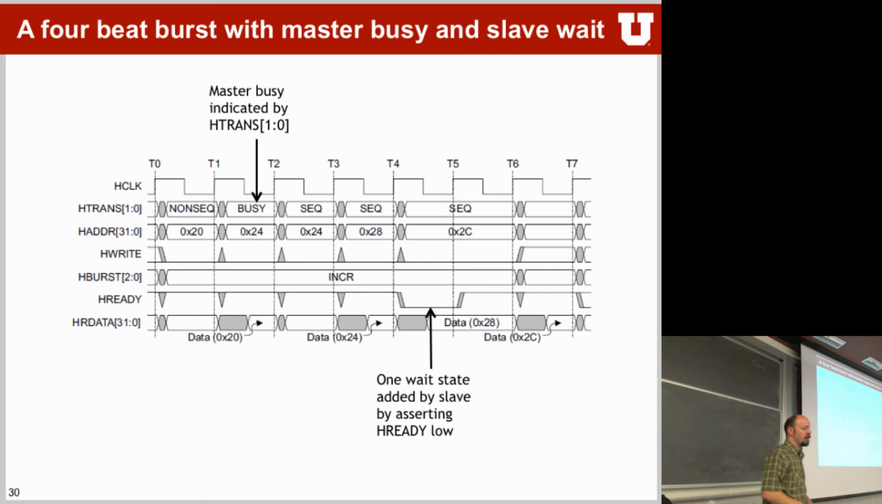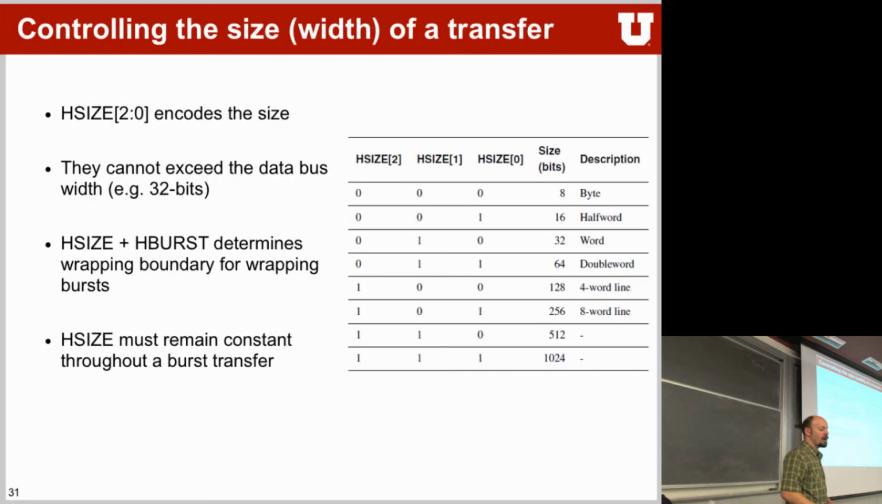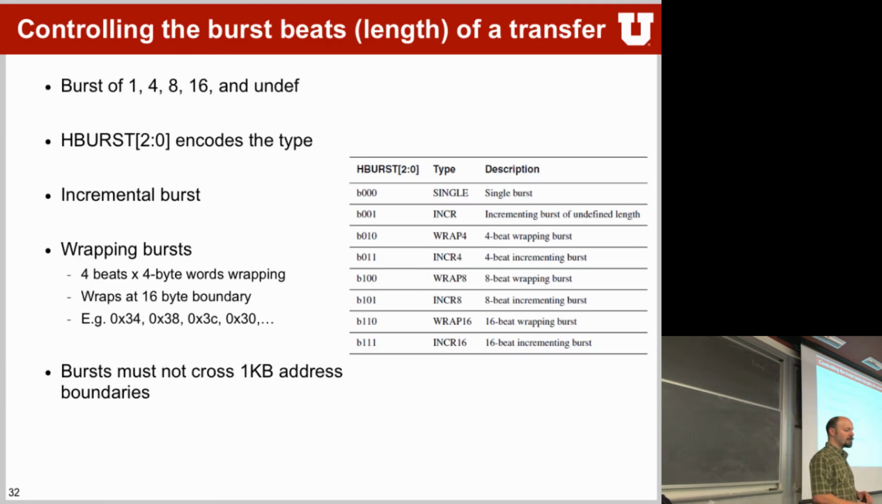And there are a lot of different types that can happen. So you can have different sizes of bursts and different types. You can have byte transfers, half word, word. You can have double, 4-line, 8-word line transfers. So these different types of bursts will tell the peripheral how many bytes I actually want to read from you, in what size of chunks I want them over the bus. In addition to that, we have different types of bursts. We can have a single one, that's just one quick read.